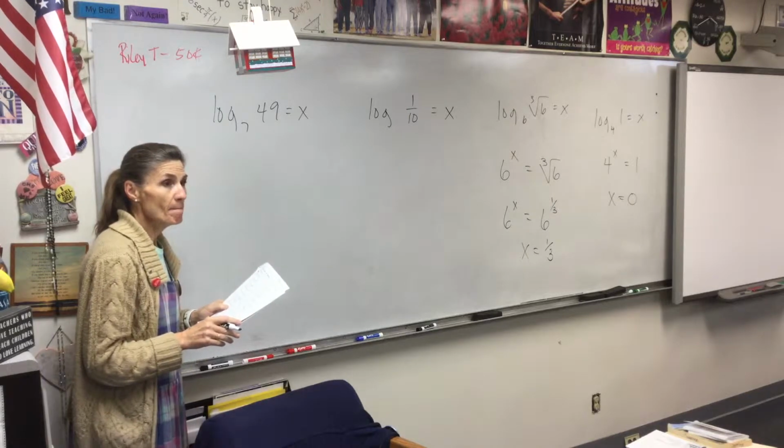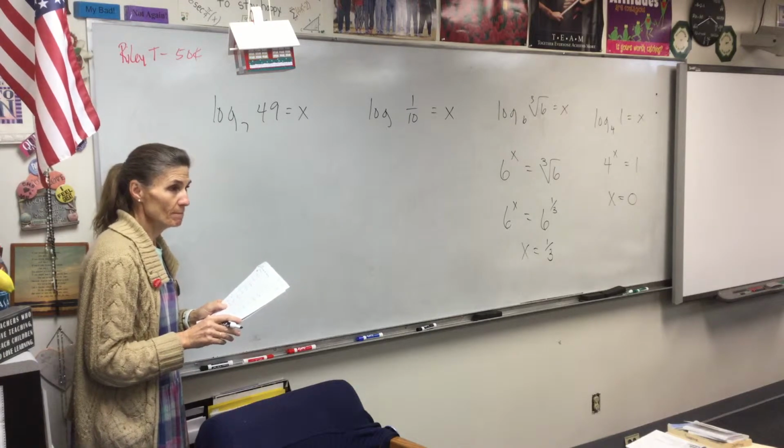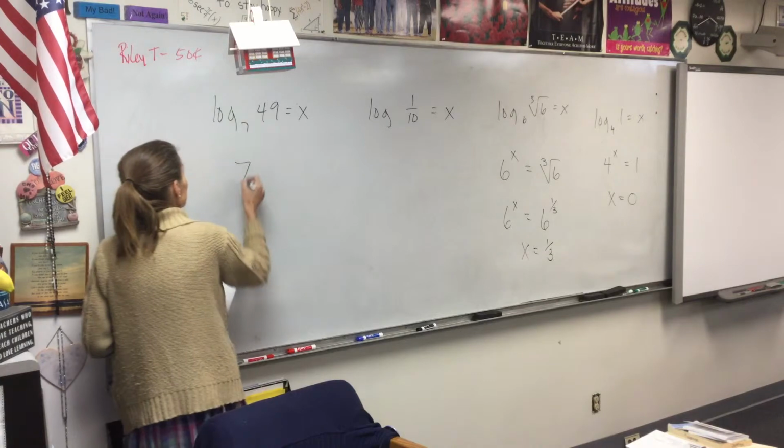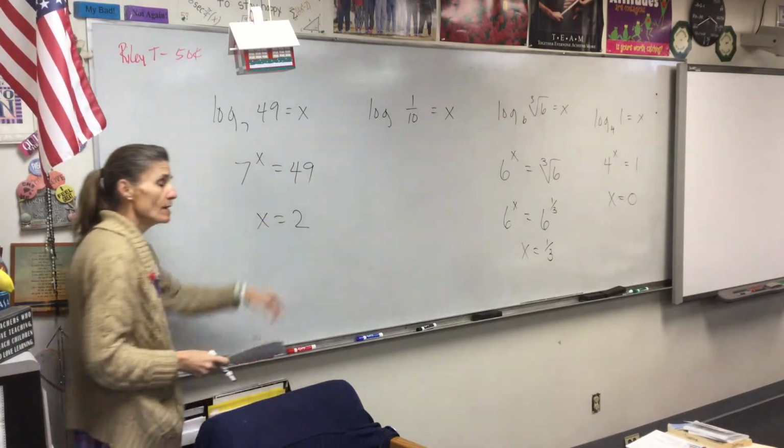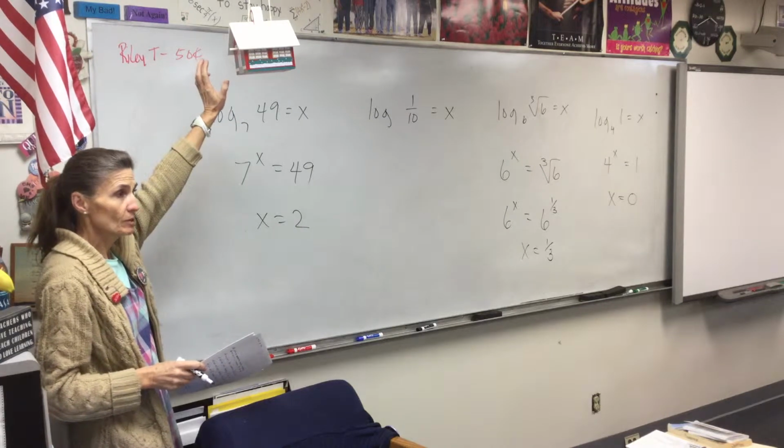Did you figure out 9? What'd you get? 2. Very good. 7 to the x is 49, so x is 2. How many got that right? Super.